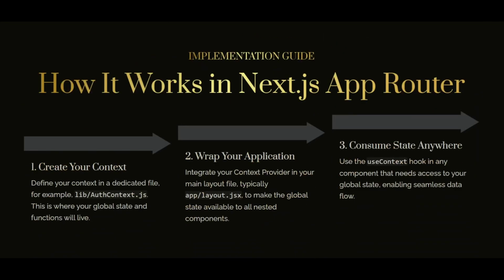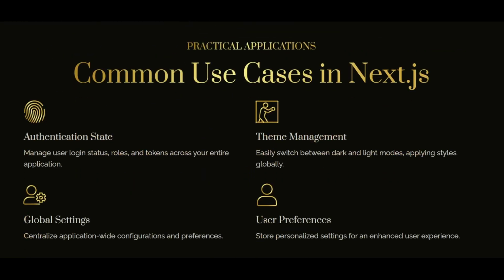In Next.js, we follow three simple steps. First, we create our context in a file, for example inside lib auth context.js. Second, we wrap our context provider inside app layout.jsx, so it covers the whole app. And third, we can use the data anywhere using the useContext hook. Some common use cases include authentication, where we store the logged in user, dark light theme toggles, app wide settings, or even user preferences like language or notifications. Basically, any state that needs to be available everywhere.